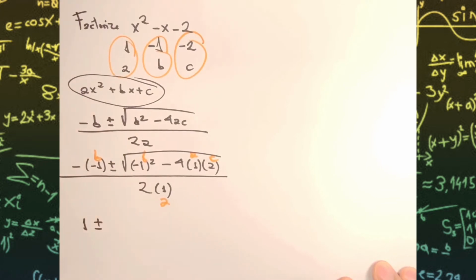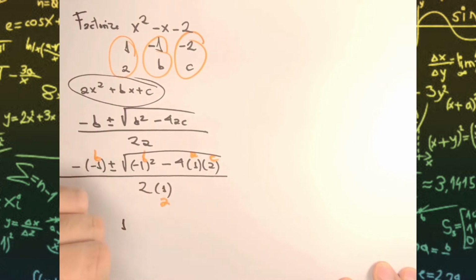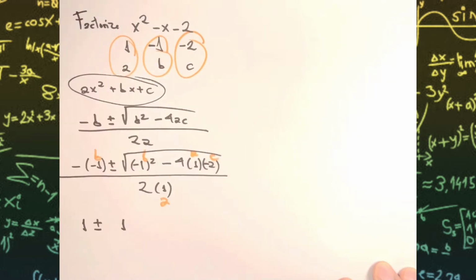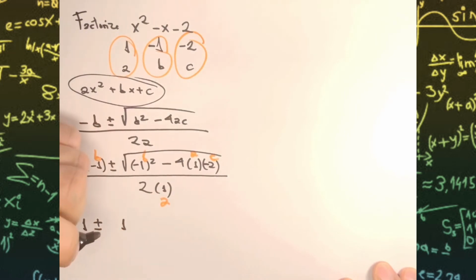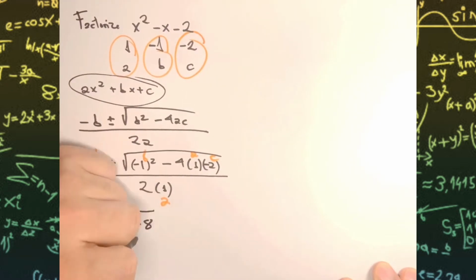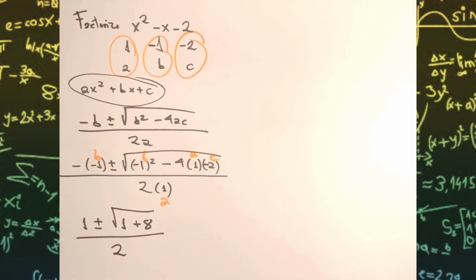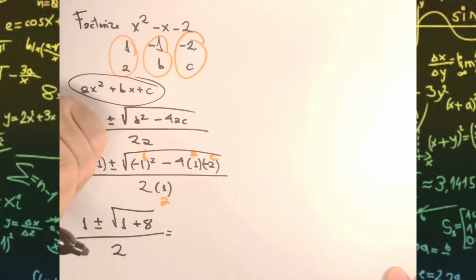Therefore, -1 times -1, I'm sorry, -1 squared is 1. Then -4 times 1 times... I'm sorry, -2, sorry about that again. It is going to be -4 times 1 times -2, which is plus 8, under the square root, and 2 times 1 is 2. So we just solve here a little bit of math. And now we have to go to the next step.